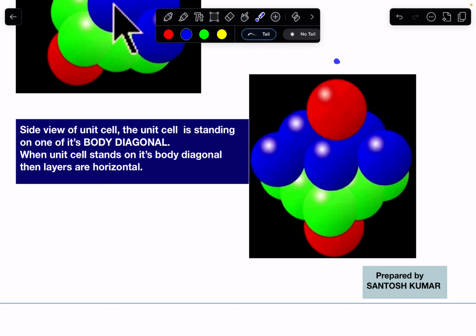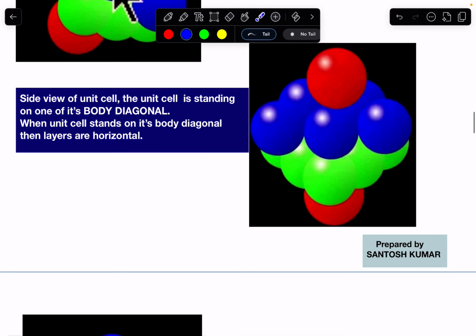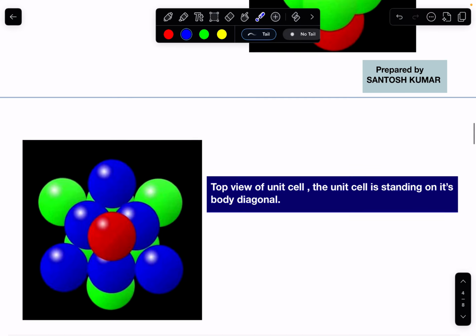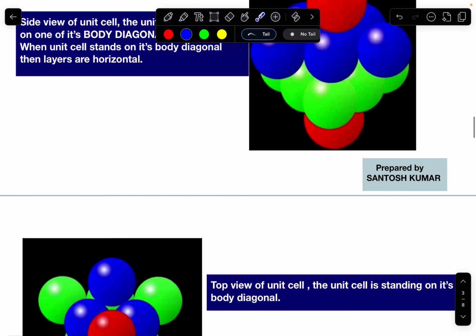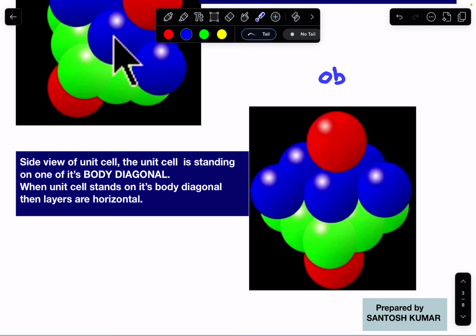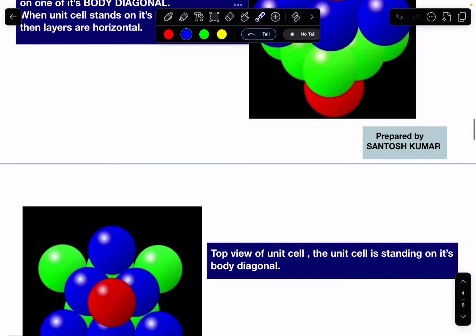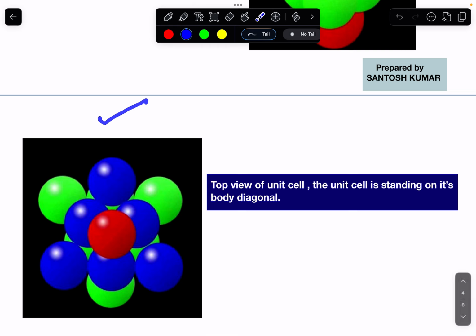So here in this picture you can see the unit cell is standing on one of its body diagonals, and this is the top view of the unit cell which is standing on its body diagonal. If this is the position of the observer, if you are seeing the unit cell from this direction, you will find a unit cell image like this. That means you can see only the particles of the first, second and third layers; the fourth layer is not visible.